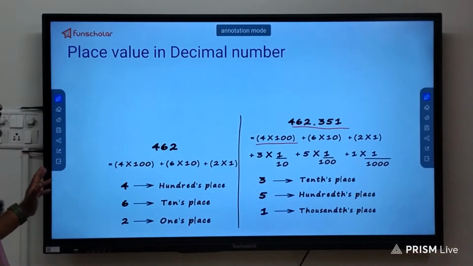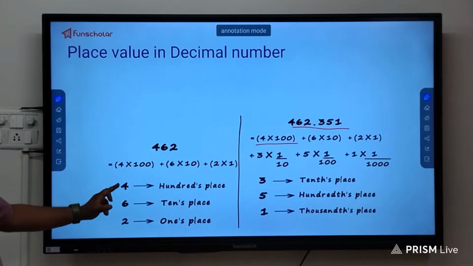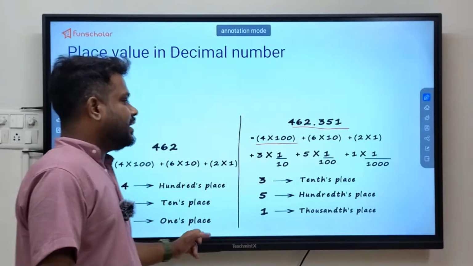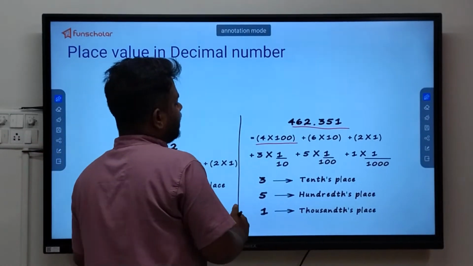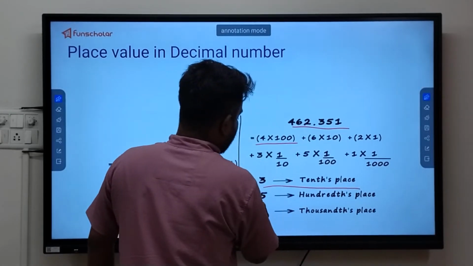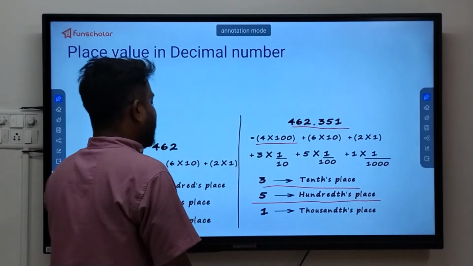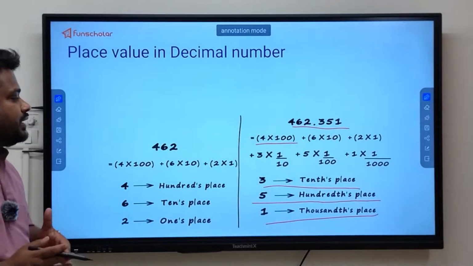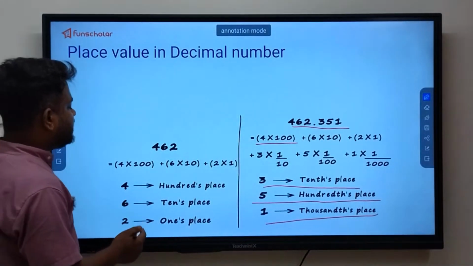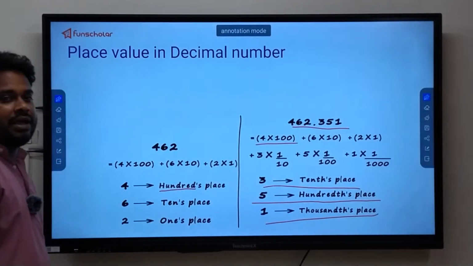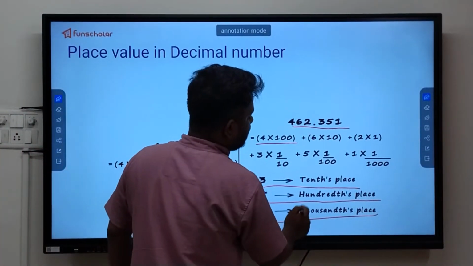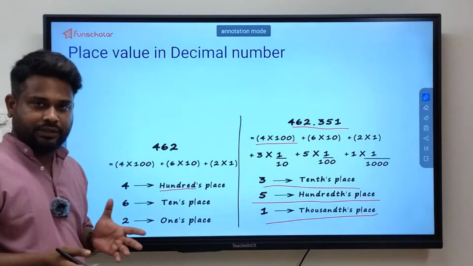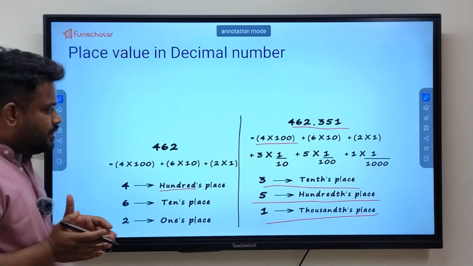And just like in the case of whole numbers, we can tell that 4 is in the hundreds place, 6 is in the tens place and 2 is in the ones place. Similarly, we can tell that 3 is in the tenths place, 5 is in the hundredths place and 1 is in the thousandths place. Okay, so you may ask what the difference is between these two. You can see that one is written 100 and this is written like 100, and they are adding T and H with it. Okay, so it is becoming hundredths.